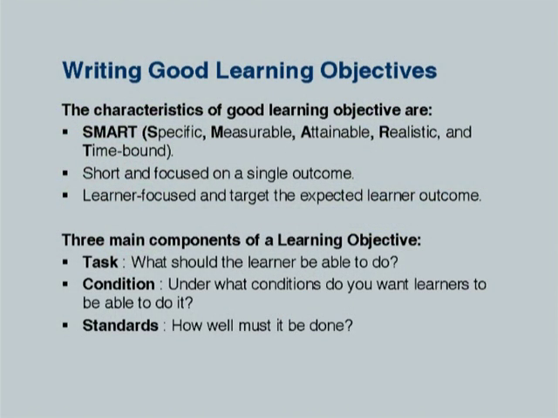Instead of writing define an array and also apply array, that's two sentences. So can we make it into two separate sentences? Define array, apply array. And are they also learner focused and targeted to a specific learning outcome? So there are three main components in a learning objective. One is the task: what should the learner be able to do? And under what conditions do you want the learner to be doing it? And how effectively must it be done?